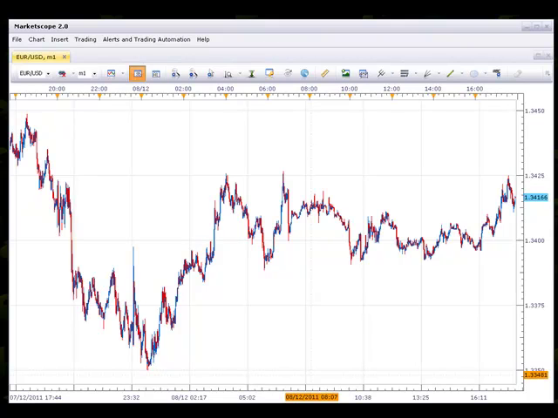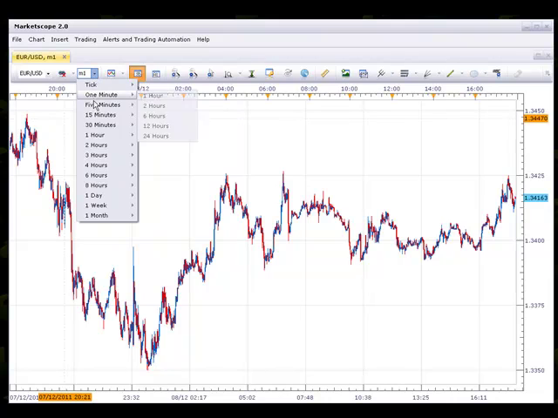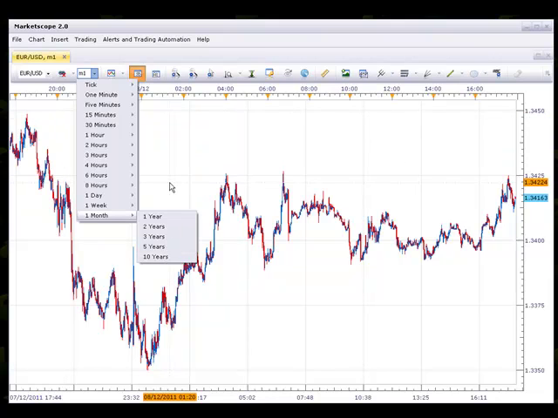In this Euro-US dollar 1 minute chart, we can see that this is the currency selected from our list of 6 currencies that we added in the last lesson. We can also see the different time frames that the charts can be displayed. We can click this box here and see all of the different time frames for the charts.